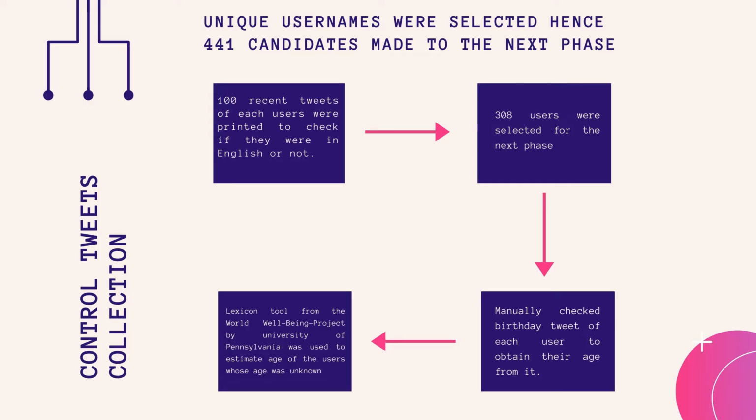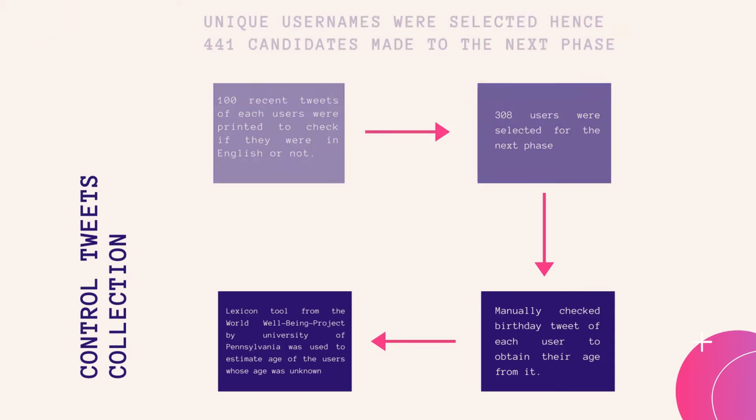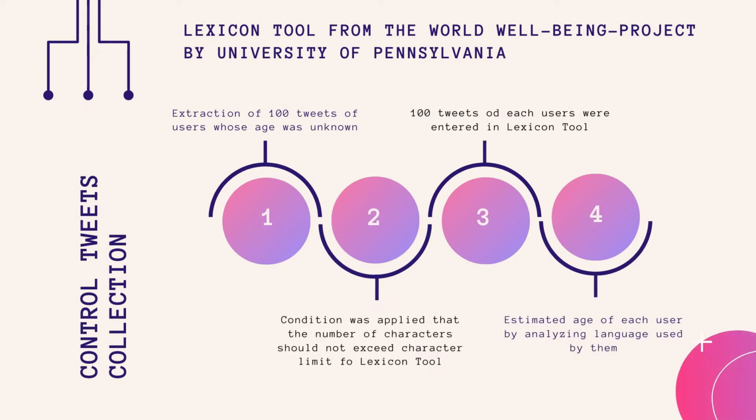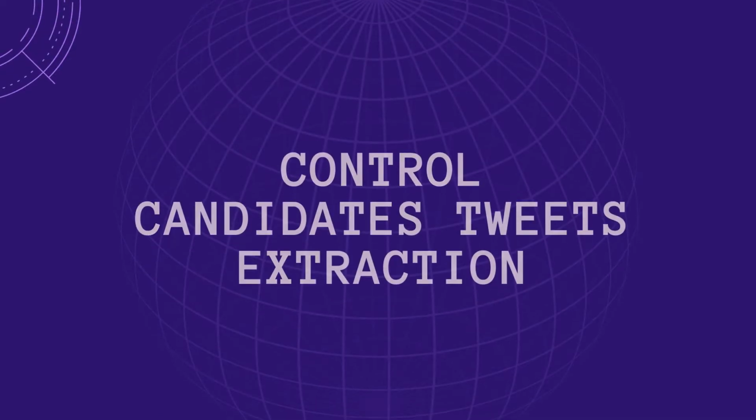To find the age of the rest of the users, we followed the same technique as Glenn Coppersmith et al., by using lexicon tools from the World Well-Being Project by the University of Pennsylvania. We extracted 100 tweets of each user whose age was unknown. We made sure that extracted tweets did not exceed the limit that the lexicon software can handle. We entered the user tweets in the lexicon tool, and the lexicon tool estimated the age of each user through analysis of the language used by them. Control candidates tweets extraction.